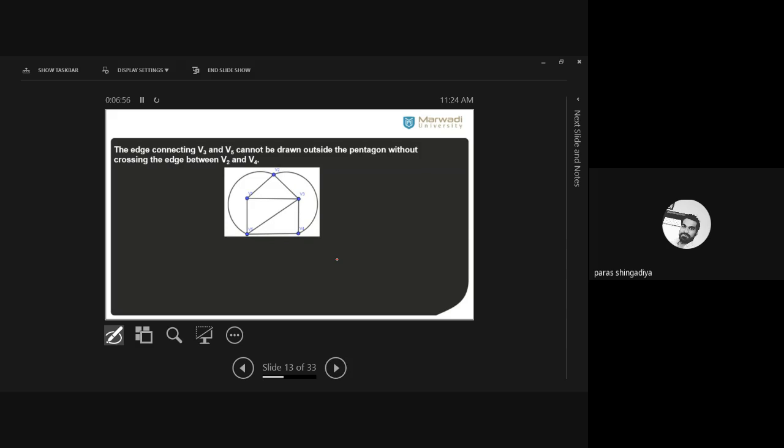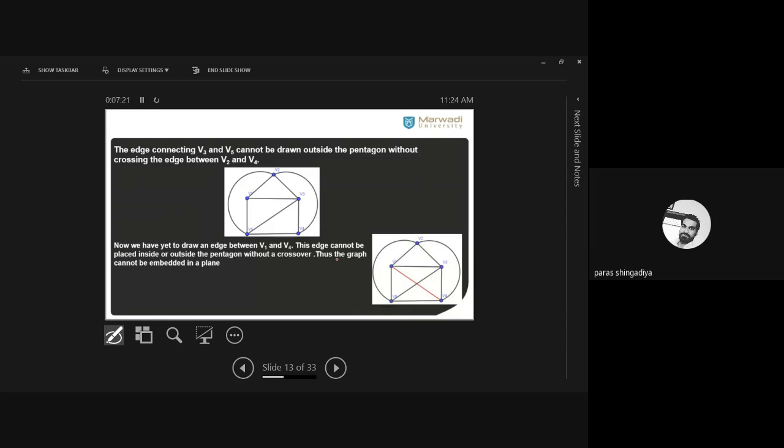Here from V3 to V5, we can use only the inside of the pentagon, inside the graph. If we connect it outside the graph, it will be crossed with the outside edge. So there is one choice to connect V3 and V5, that is inside the graph. So let's connect it, and still one connection is remaining, that is V1 and V4.